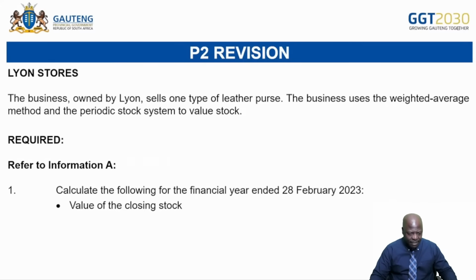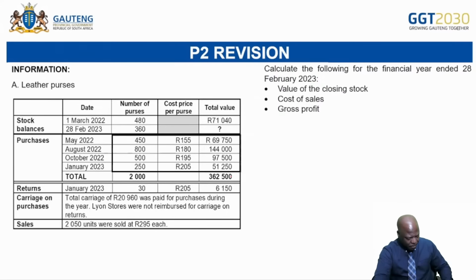So here we have an activity and it reads Lion Stores. The business is owned by Lion and sells one type of leather purse. The business uses the weighted average method and the periodic stock system to value stock required. Refer to information A. Calculate the following for the financial year ended, the value of closing stock. Let's look at the information. And here's the information that we were provided with. And here we were required to calculate the value of closing stock.